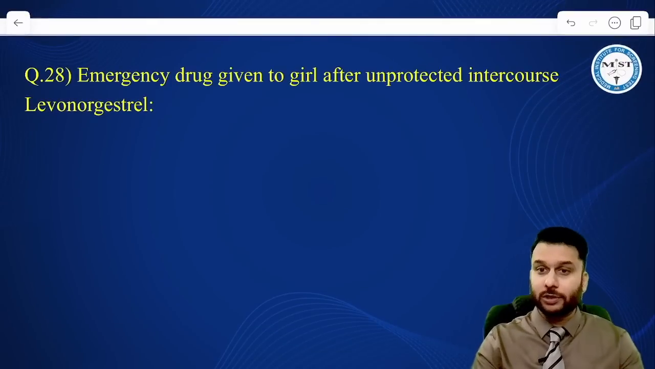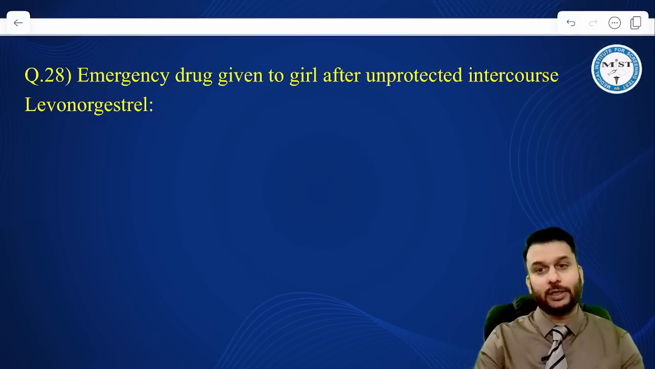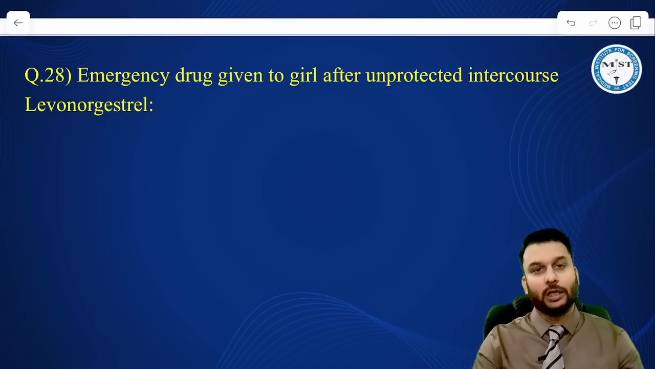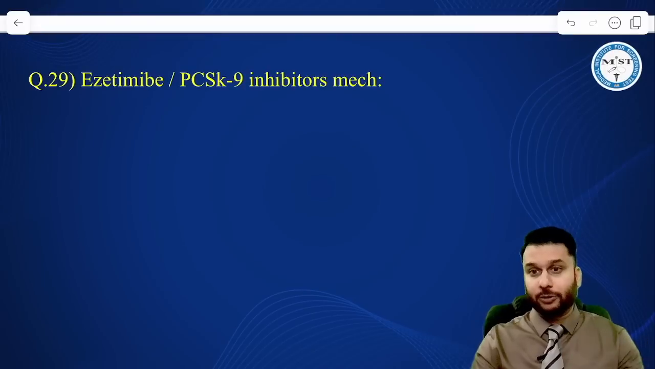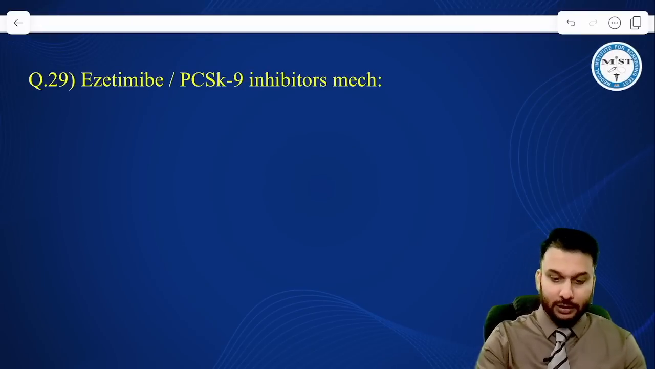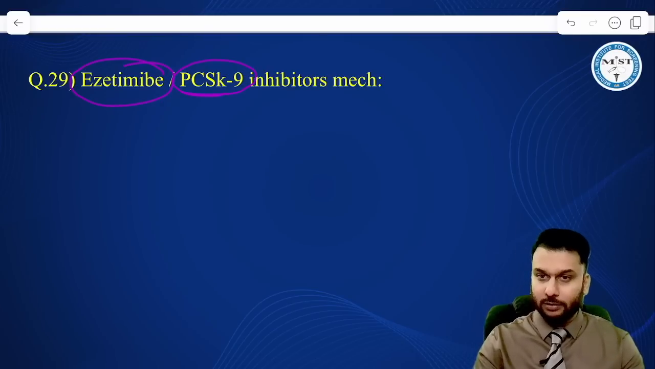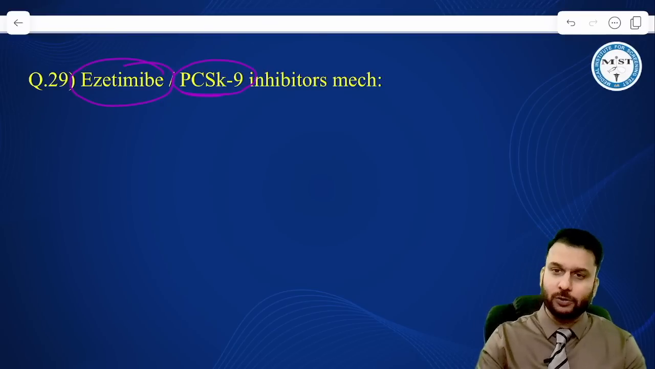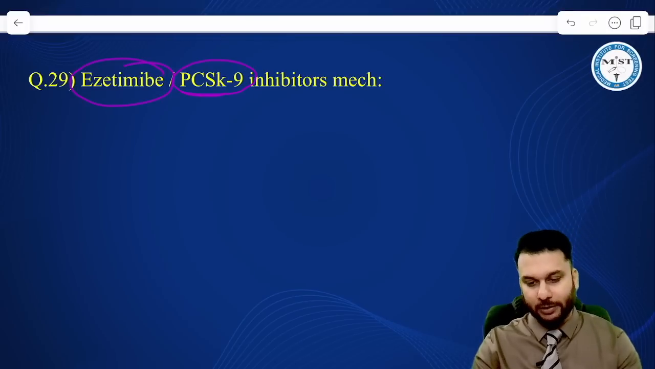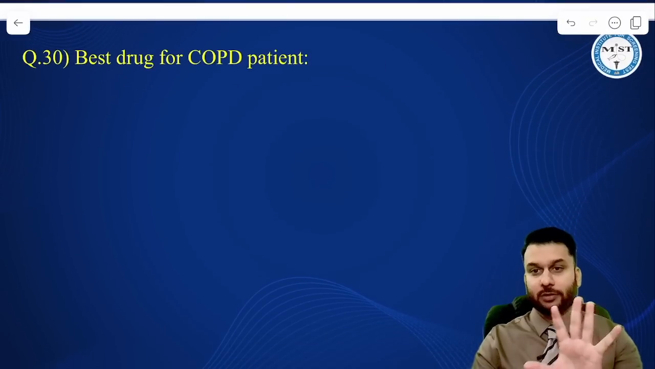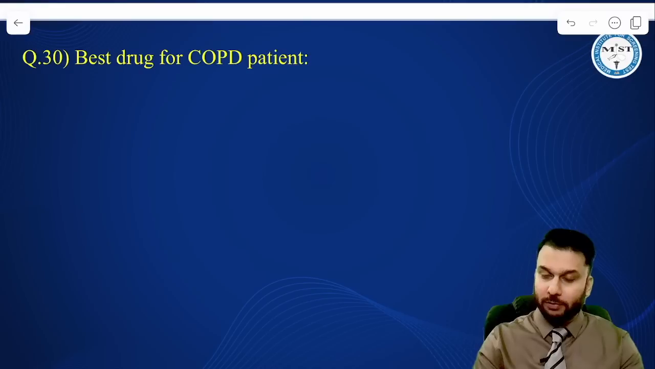Next, was this a question? You need to just tell me emergency drug that will be given to a girl after unprotected intercourse, right? So emergency means within the 3 days you have to take this drug called levonorgestrel. As I told you, some students were telling me that there was a question on either this or ezetimibe. I'm not sure. This is one of the cholesterol drugs again. If at all this was not asked, let's strike it off. It doesn't matter. Once again, I'm just putting those lines here that were told to me by students.